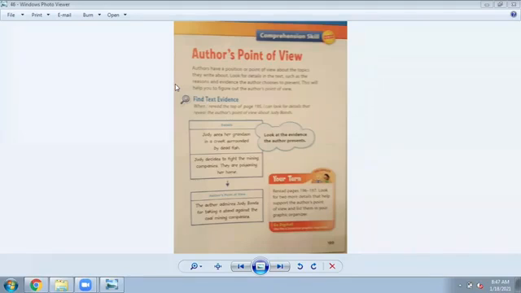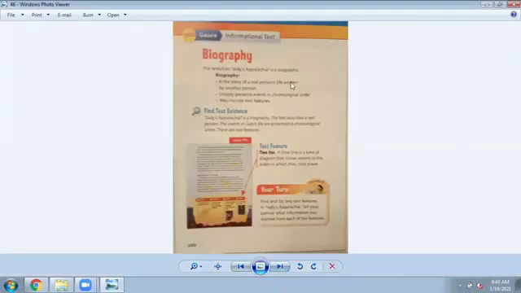All right. So we have reread and we have author's point of view. Let's go on. Biography. Our genre is biography. All right, let's see. Jenna, can you tell us what biography is? Yes.